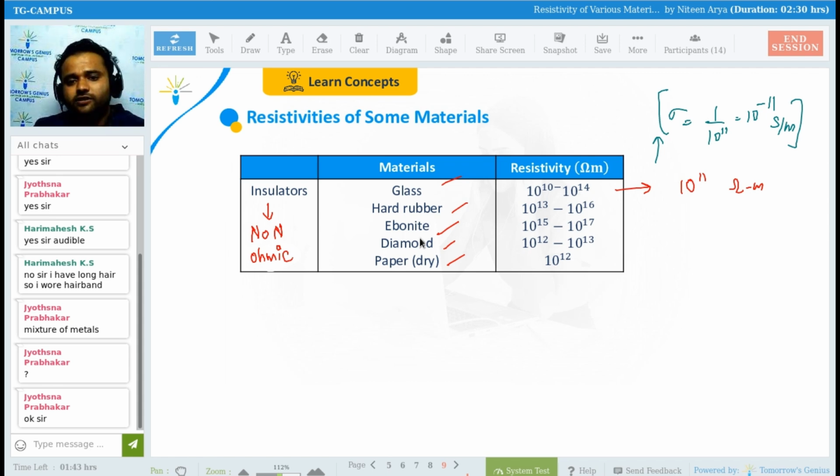More than that, you can reverse the order also. You can tell in a format of resistivity. The resistivity is very high. Clear everyone? You can see the range 10 to the power 10 to 14, 13, 16, 15, 17, 12, 13 and 10 to the power 12. Okay. So that is just data, but it is necessary to understand.